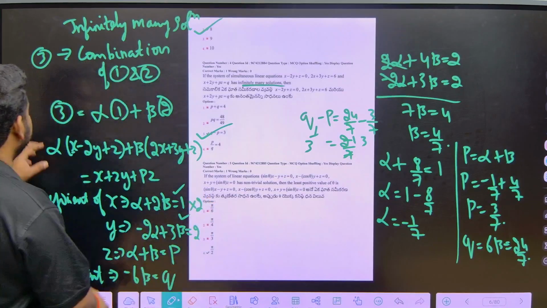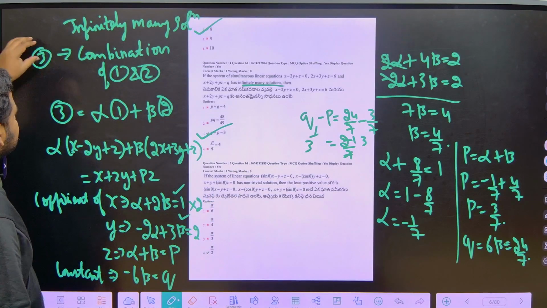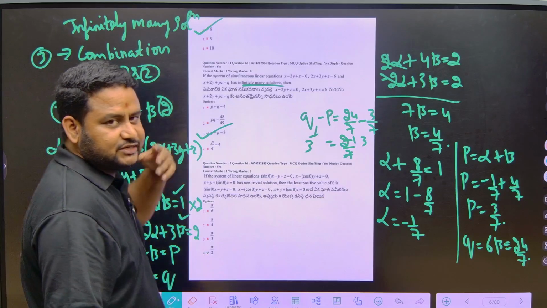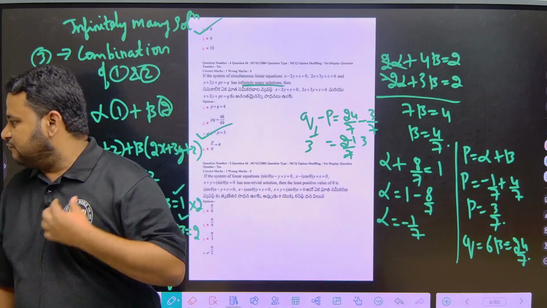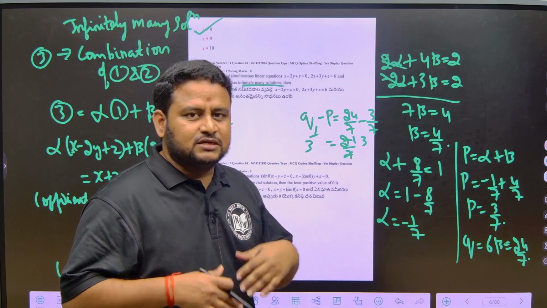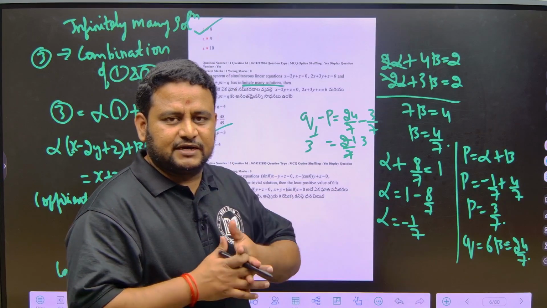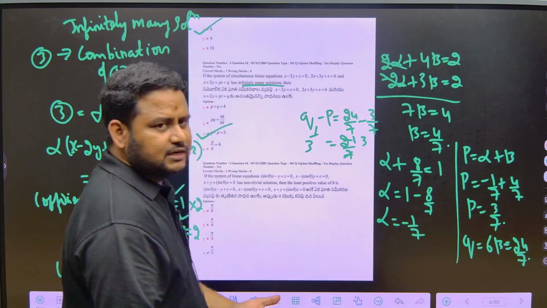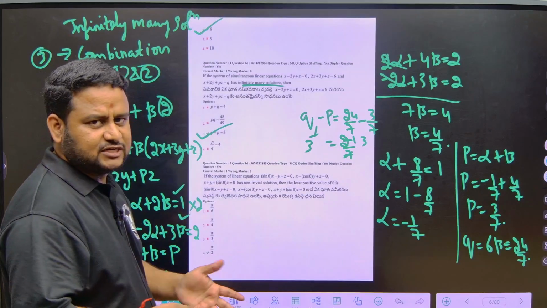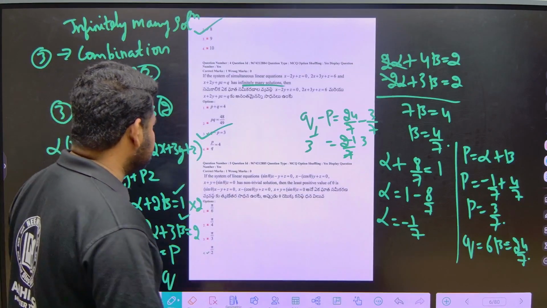The main thing is you should remember that infinitely many solutions means the third equation can be written as a combination of the first and second. Any equation can be written as a combination of the other two, that you should understand.